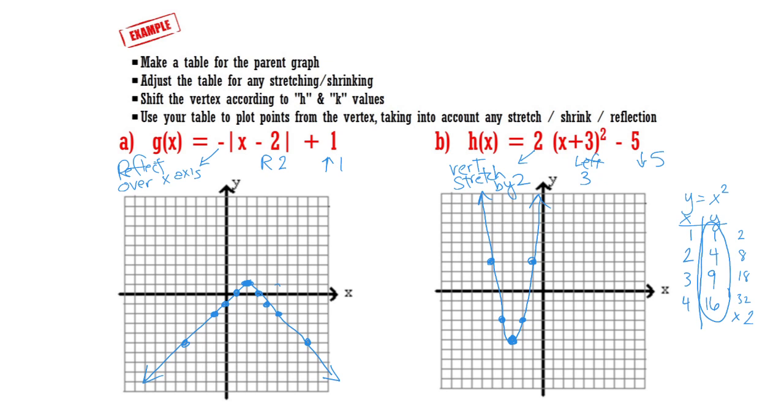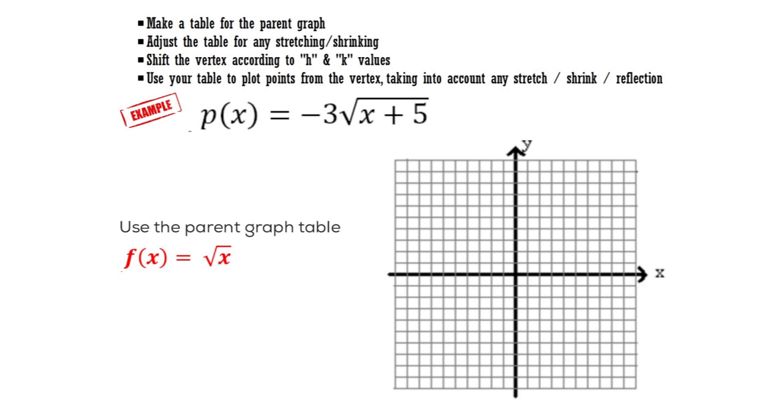All right, so that's sort of our process on our parent graphs. Let's try one more of those. All right, first thing I'm going to do is kind of list out what the transformations are going to be. So I can see that this is going to reflect over the x-axis. The next thing is that 3, and that's going to be a vertical stretch by 3. And then the last thing it's going to do is it's going to go left 5. All right, so I've got 3 different things I'm going to deal with.